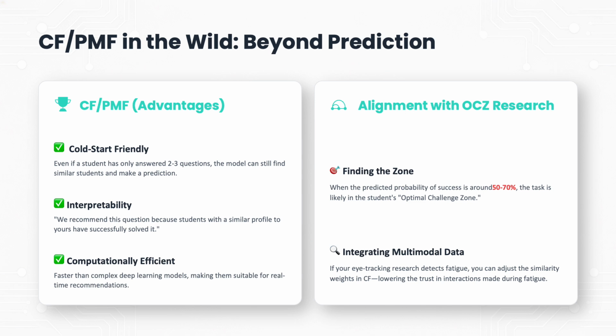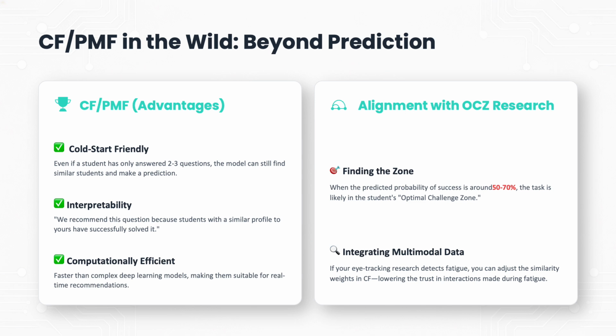So, why are these models important in the real world? First, they are great at handling the cold start problem. If a new student joins the platform and has only answered a few questions, CF and PMF can still make reasonable predictions. Second, they offer a level of interpretability. It's much easier to explain a recommendation by saying, "Students like you found this helpful," than to try and explain the output of a complex neural network. Third, they are computationally efficient.